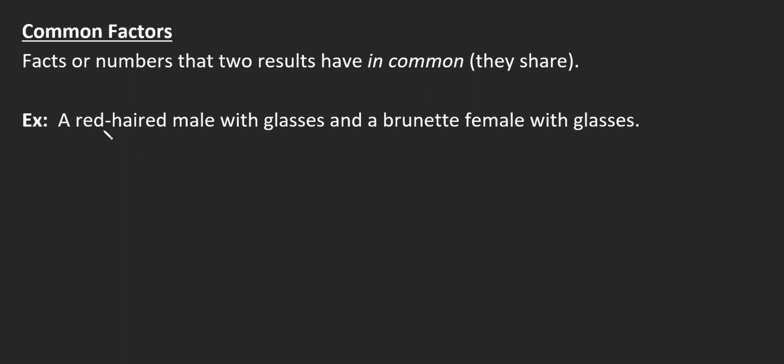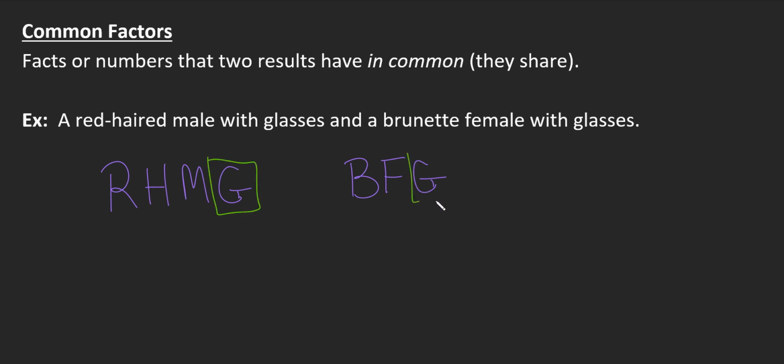So in my example here, we've got a red-haired male. Let's jot that down as variables. So a red-haired male, RHM, with glasses. All right, so with glasses, that's a G. And then we have a different person over here. We've got a brunette female, so BF, with glasses, BFG. There you go, BFG. So a red-haired male with glasses, brunette female with glasses. So what do they have in common? Well, the only thing they have in common is that they both wear glasses. And so that is the common factor between these two people. The common factor is that they both wear glasses.